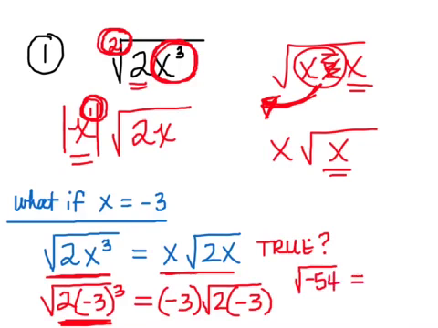And then on the right side, we would have 2 times negative 3, which is negative 6. So we'll put a negative 6 under here. And then we have a negative 3 on the outside.